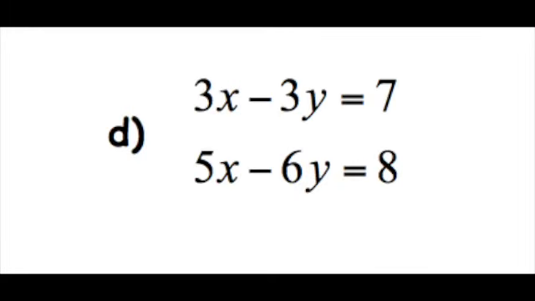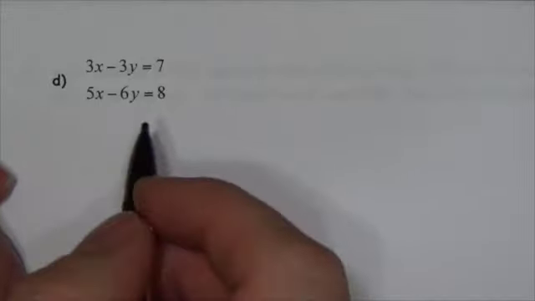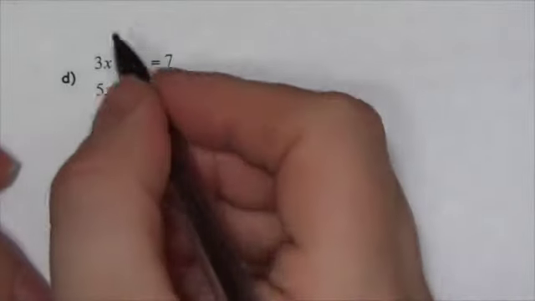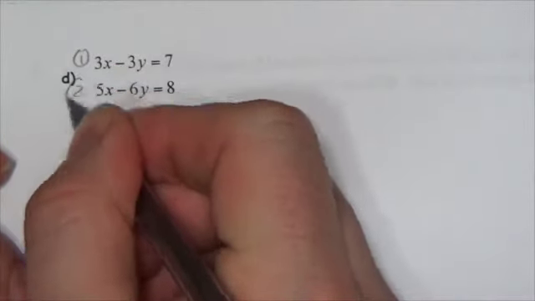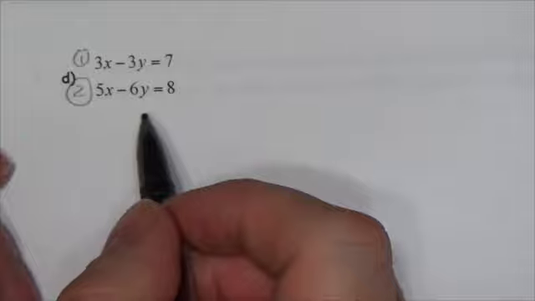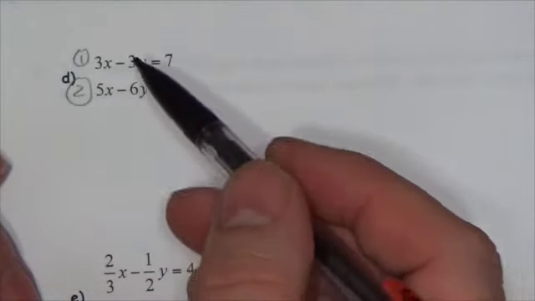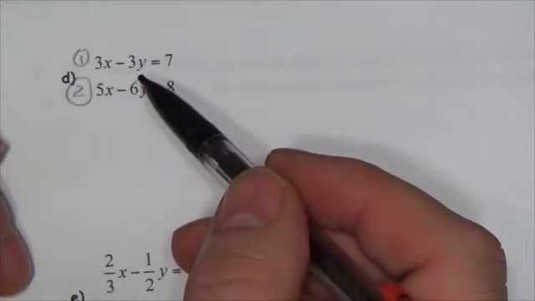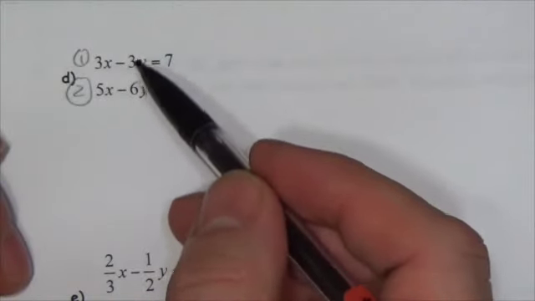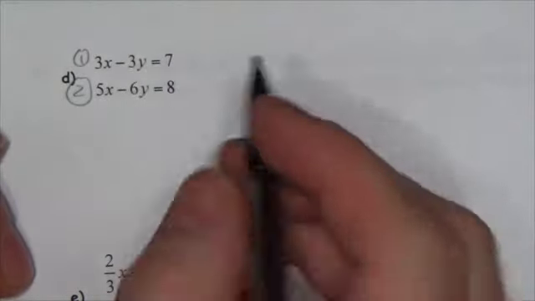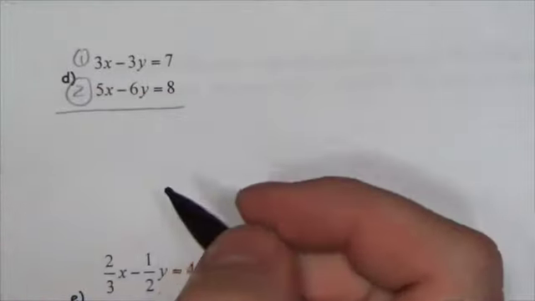Solve by elimination. 3x minus 3y equals 7. 5x minus 6y equals 8. Okay, well, to solve this system, first of all, we're going to label these. And now we investigate the coefficients. 3 and 5. Yeah, 3 and 6, though. Okay, well, that's okay. Because to make those the same, all I really got to do is multiply this one by 2 here. So I'm going to create a brand new system.